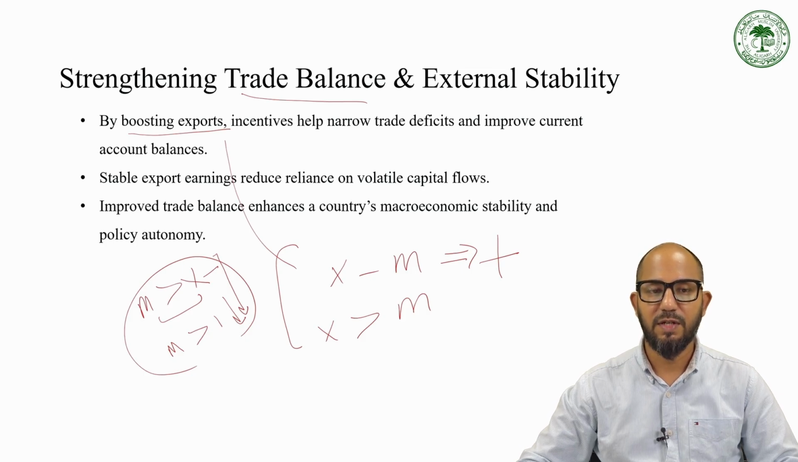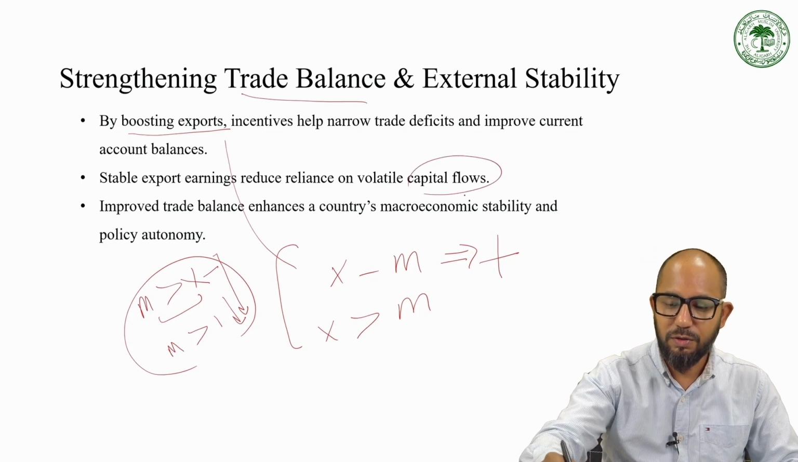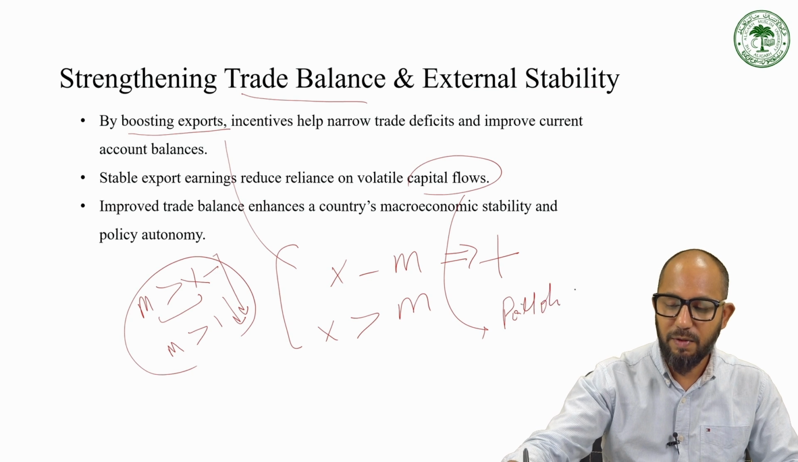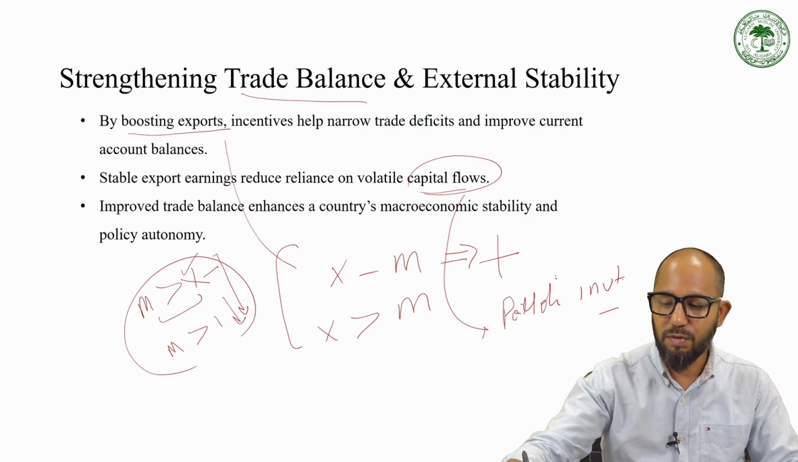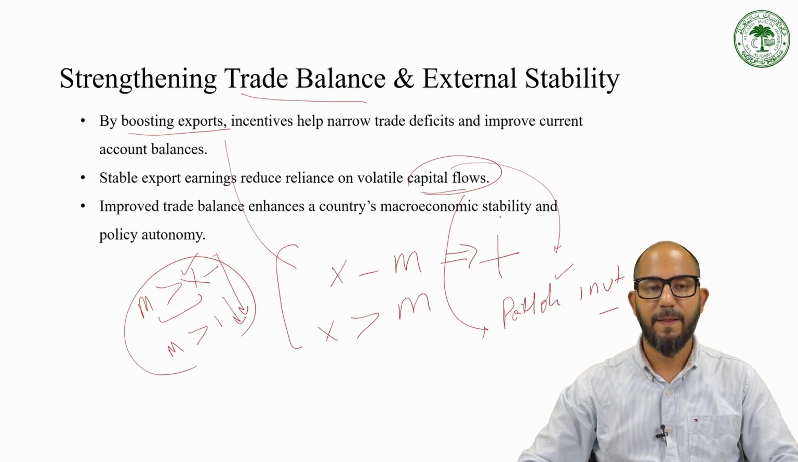With this, there is a stable export earnings, which ultimately reduces reliance on volatile capital inflows. The volatile capital inflows generally refers to the portfolio investment which happens into a country. And if we focus more on trade, that is export, the reliance on portfolio investment in the form of capital inflows will decrease. Thus, the improved trade balance enhances a country's macroeconomic stability and policy autonomy.